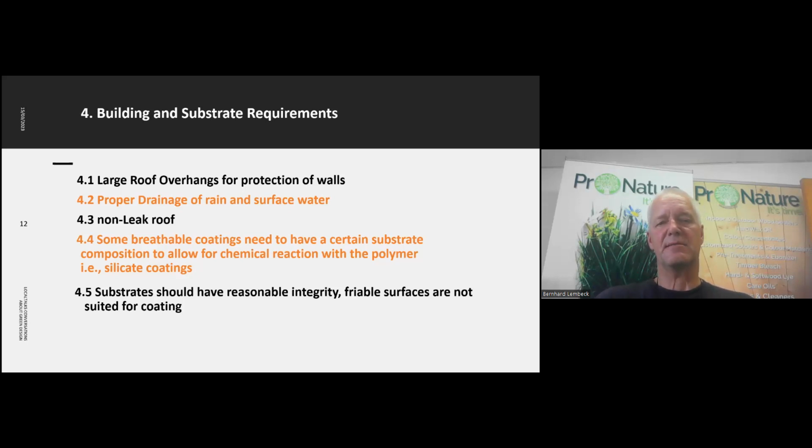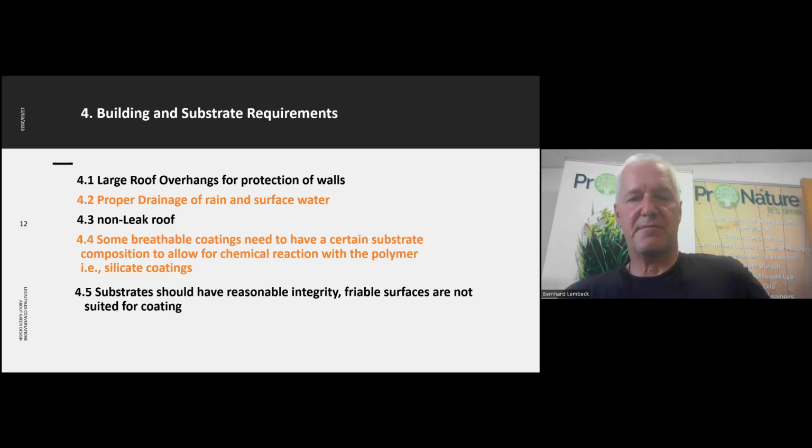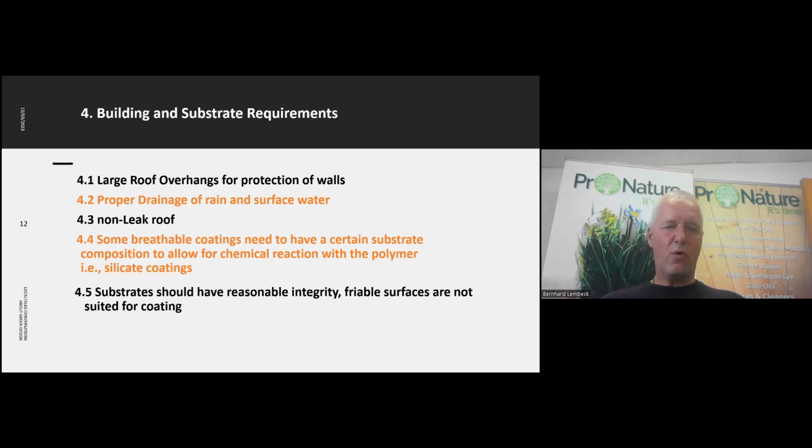Some breathable coatings may need to have a certain substrate composition, like I mentioned earlier for the silicate coatings, that they require some silica within the plaster or wall composition to chemically react with the substrate. Substrates should always have a reasonable integrity. Friable surfaces are not the favorite substrate which paint chemists have to deal with these days.